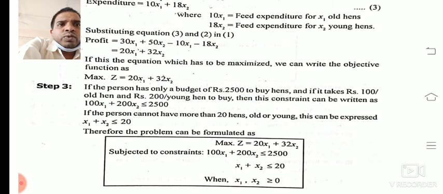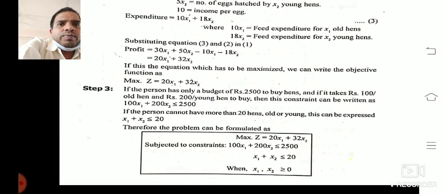If the person has only a budget of rupees 2500 to buy hens, and the old hens cost rupees 100 and young hens rupees 200, then the constraint can be written as 100x1 plus 200x2 less than or equal to 2500. If the person cannot have more than 20 hens, old or young, this can be expressed as x1 plus x2 less than or equal to 20. Now they are put in the final form.